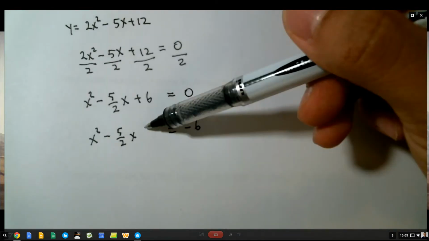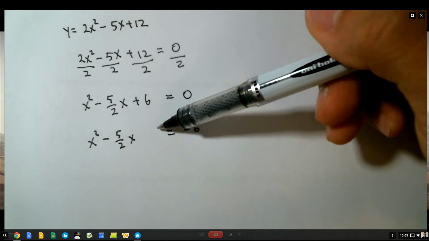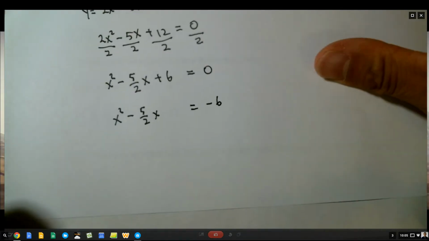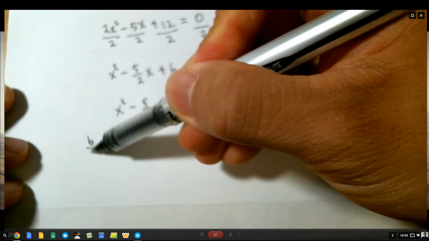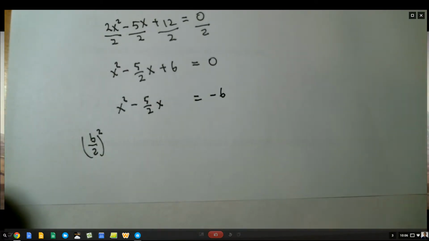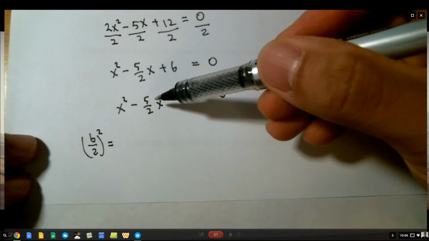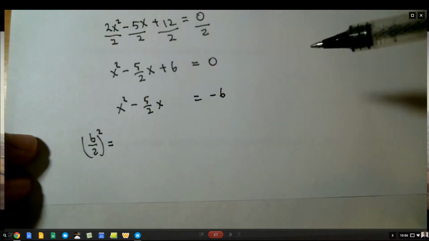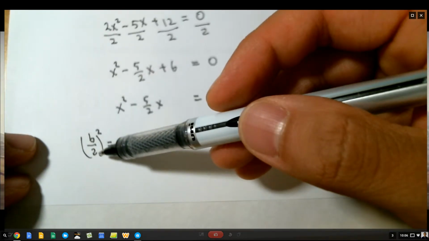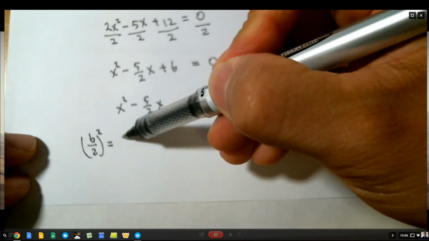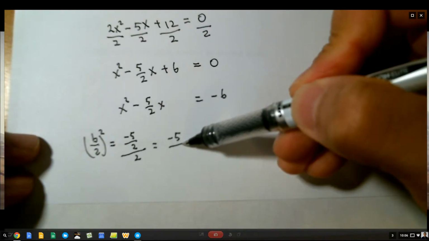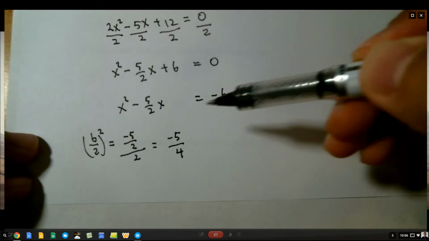Now we have to figure out what we put into this blank spot so that this part becomes a perfect square. Once again, it's always b divided by 2 squared. And what is my b value? My b value is negative 5 over 2. So negative 5 over 2 divided by 2 is negative 5 over 4. We want to square that.